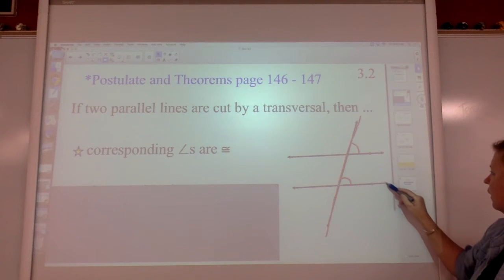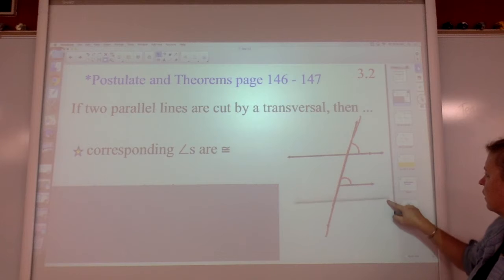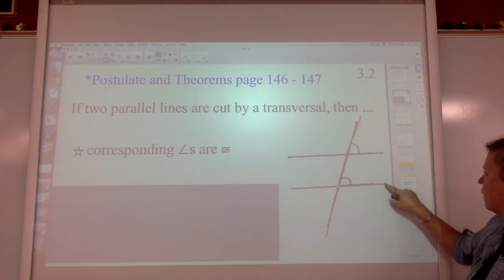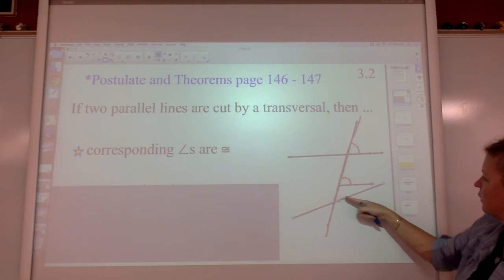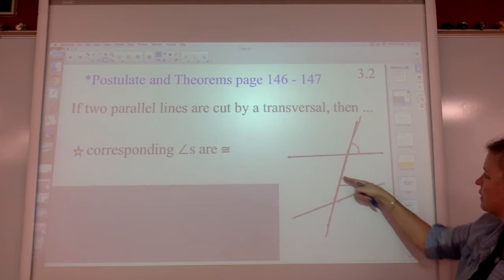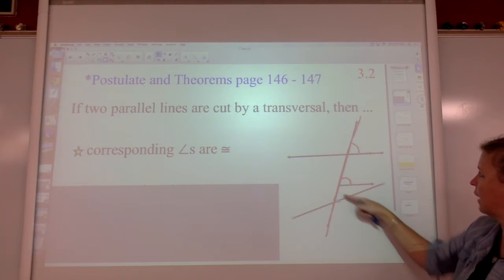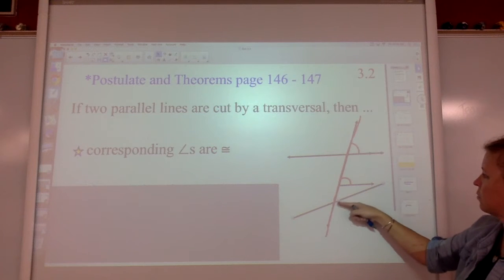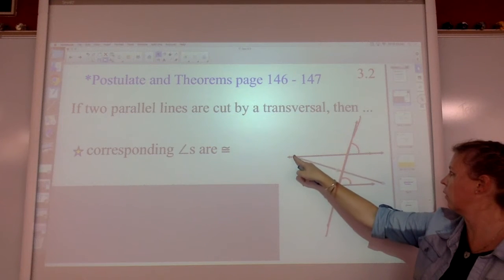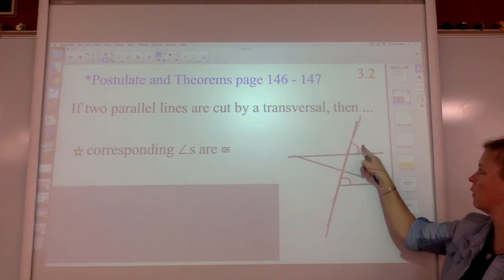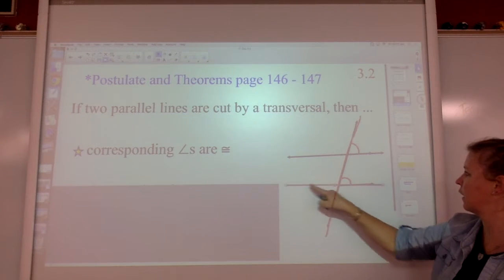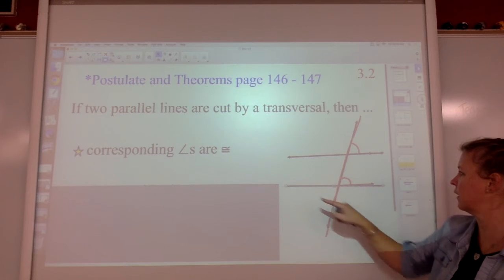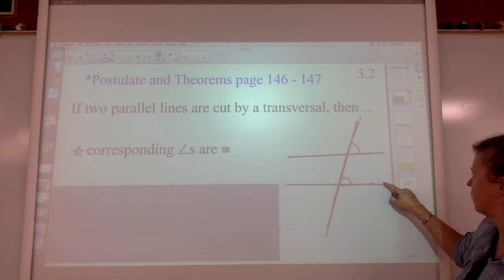If they weren't parallel lines, oops, let me see if I can make it not parallel. Maybe it won't let me. Okay, if they're not parallel lines, there's no way that those are the same size. These are the same size because they're parallel. Those are not the same size. That gets much more acute when you go this way, or much more obtuse when you go this way. They have to be perfectly parallel, and if they are, then they're cut at exactly the same size angle. See if I can get that back.